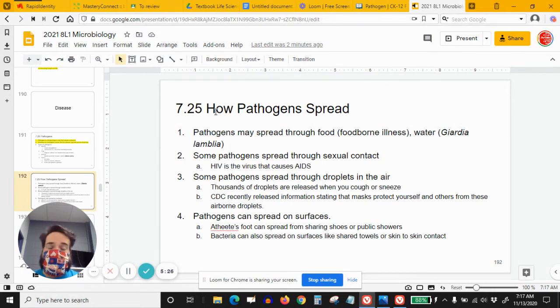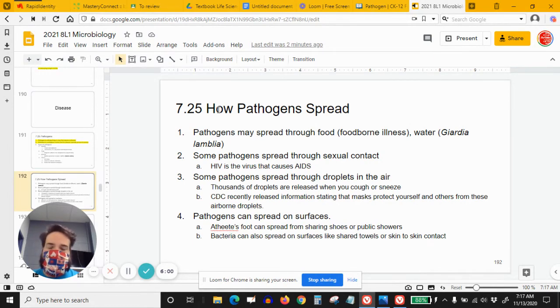Okay, how pathogens can spread? They can spread in food. We talked about that with food poisoning. They can spread through sexual contact. I'll wait for you to stop giggling. Okay. HIV is the virus that causes AIDS. We knew what AIDS was as a disease before we knew that it was caused by the HIV virus. So that's why it kind of has two different names. But HIV is the virus that causes AIDS.